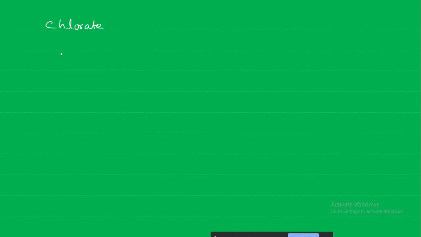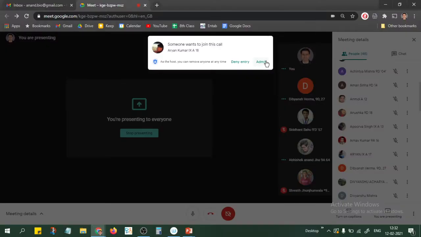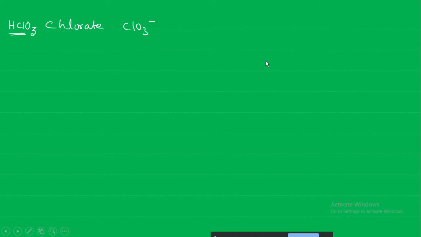When we say chlorate, there should be a common acid of chlorate. That is chloric acid. It is a little bit uncommon: HClO3. So chlorate becomes ClO3 minus. This is not a very common acid. So, chlorate.